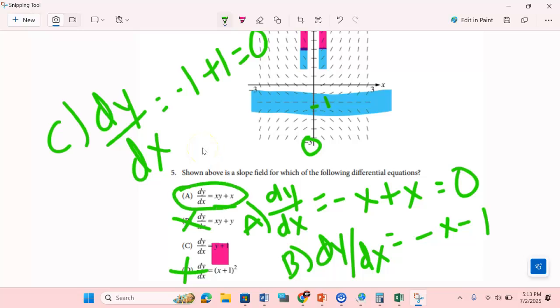Now you can look at other places. I just chose that one area because it stood out to me, where when y is -1, you always get a 0 slope. But there's certainly other ways to go about that.